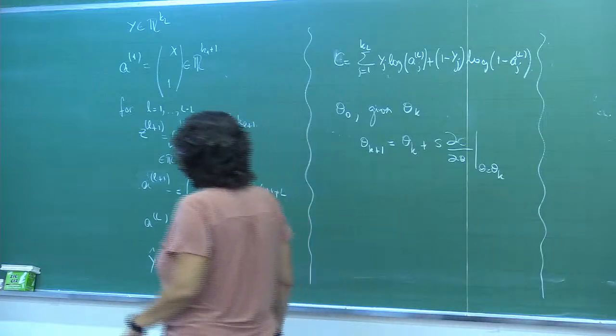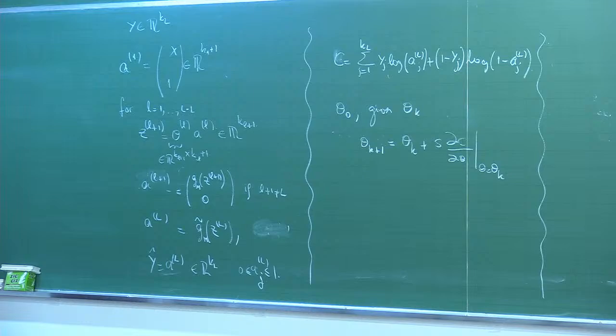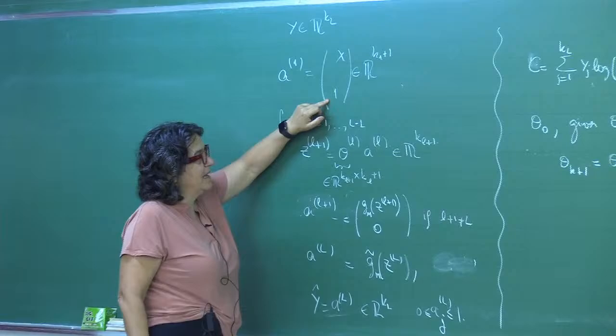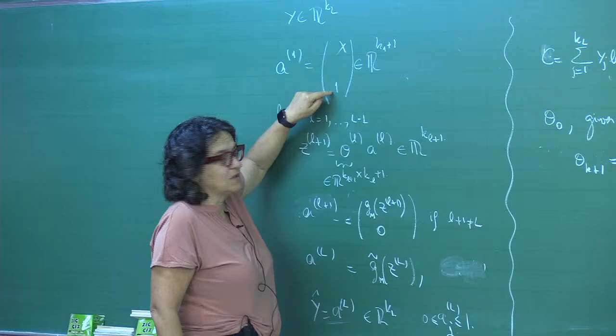In the first step, you have to stop me with any question, okay? In the first step, we have my data and I add a one to have an intercept, okay? And this belongs to K1 plus one. I put plus one because I put this one, okay? Then I do the following.